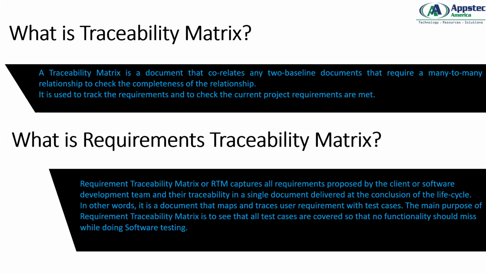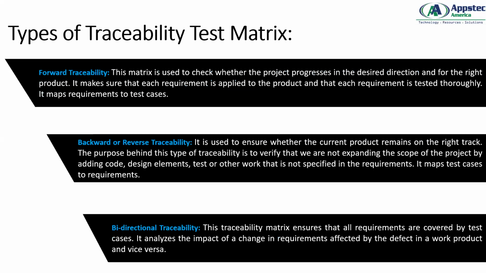Okay. Now, traceability test metrics are generally of three types. One is forward traceability, another is backward or reverse traceability, and the third one is bidirectional traceability. Now, what is forward traceability? This matrix is used to check whether the project progresses in the desired direction and for the right product. Now, when the projects are going ahead, right?